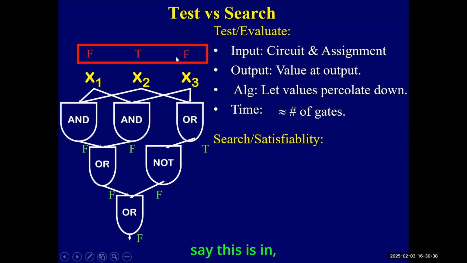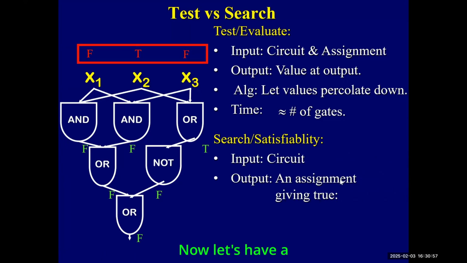Often we say this is n, but maybe the number of gates is order n too. It's all reasonable. The point is that this is a reasonable time algorithm. I have to give you the gates. You have to look at each gate.